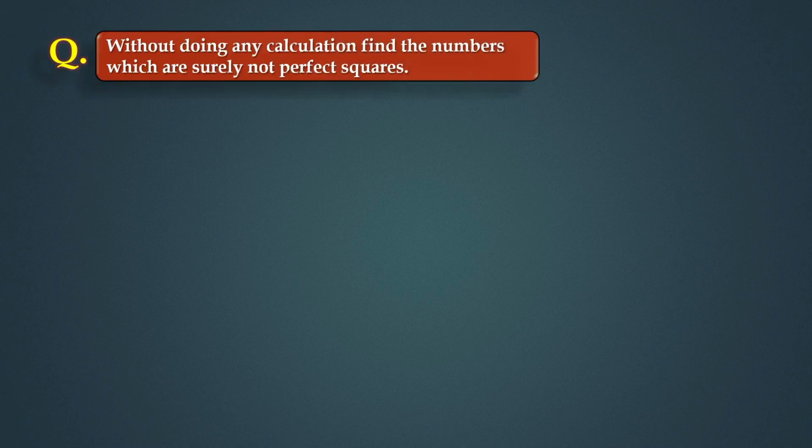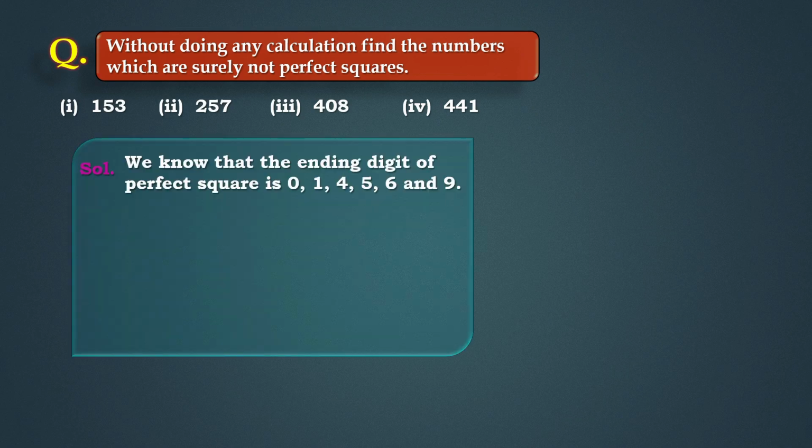Let us solve this question. We need to find numbers which are surely not perfect squares without doing calculations. We know that perfect squares can only end with 0, 1, 4, 5, 6 or 9. Now check the last digits.